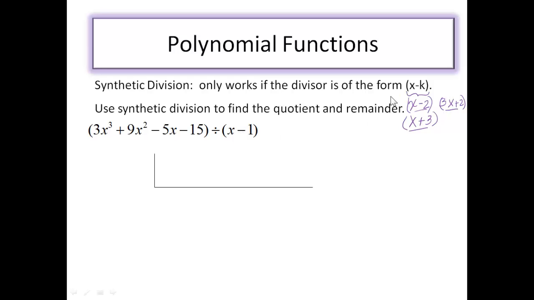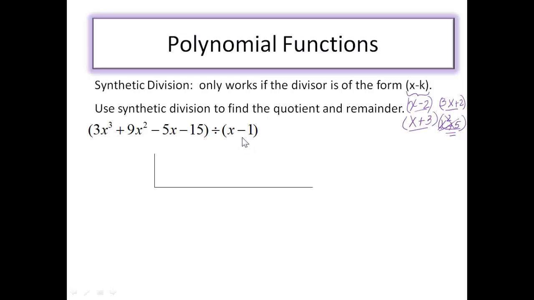If my divisor were, for example, x squared plus 5, I can't use synthetic division with a divisor like this one. That's a quadratic divisor, okay? Only when it's linear or a degree 1. So in this case, I have this polynomial divided by this divisor, which is x minus 1. That tells me I can use synthetic division.